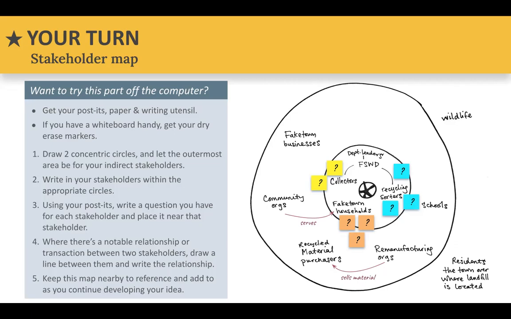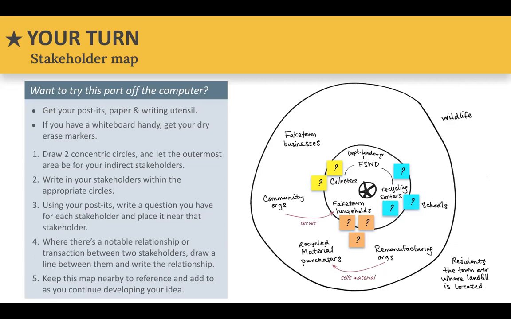So where there's a notable relationship, and this isn't required, but this is something that if you're interested in logging, you can draw a line between the two entities. So I have two examples here, very simple. I didn't overthink this clearly, but you can write what the relationship is on that line and put an arrow directing on what is doing what. So we have a community organization. Well, they serve Fake Town households. That's good to know and good to reference.